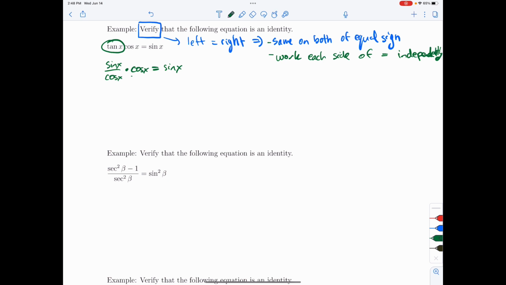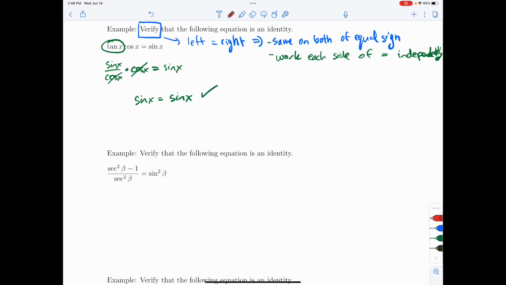And then what we can see is cosine of x times cosine of x will cancel. I'm left with sine of x is equal to sine of x. I have achieved my goal. The left side is exactly the same as the right-hand side. And then I like to put a little check mark just to show that I've accomplished this. So that one's pretty straightforward, and as we go, these examples will get a little bit more complicated.